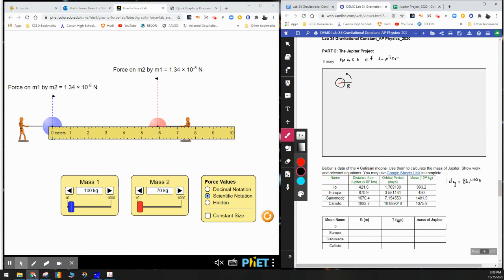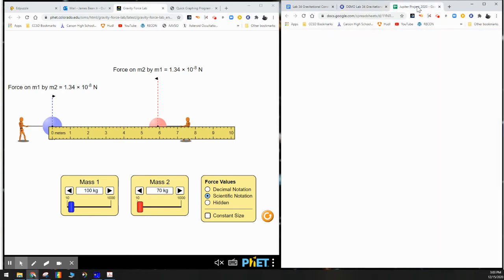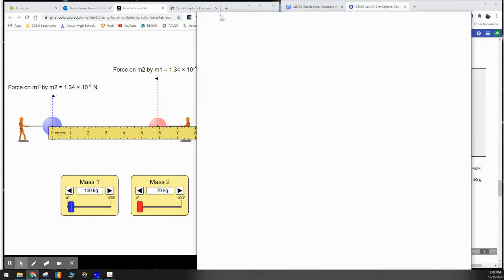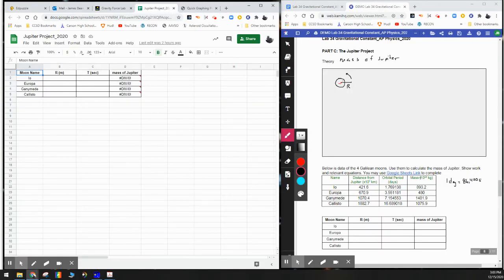Now let's take a look at what we're going to do here. Here's this project sheet. I have a link here to a Google Sheet that I made. Once you have R here and T here, I want you to take this information and just plug it in here, here. It should calculate the mass of Jupiter for you just like that. But you have to get this part done first.